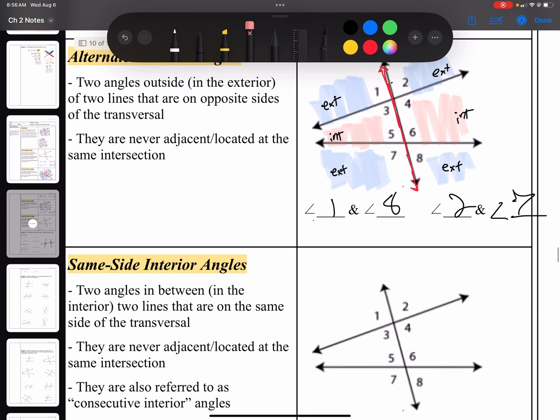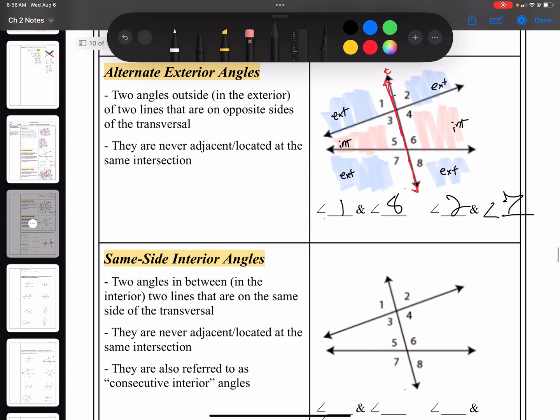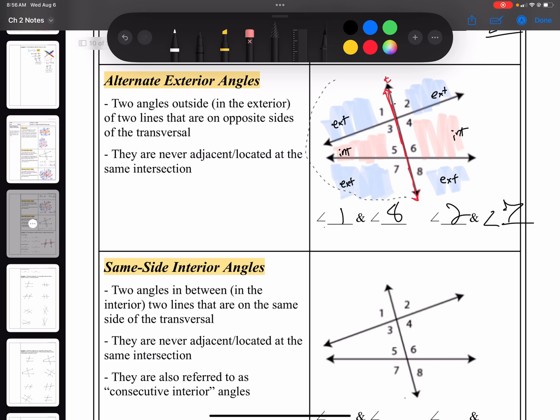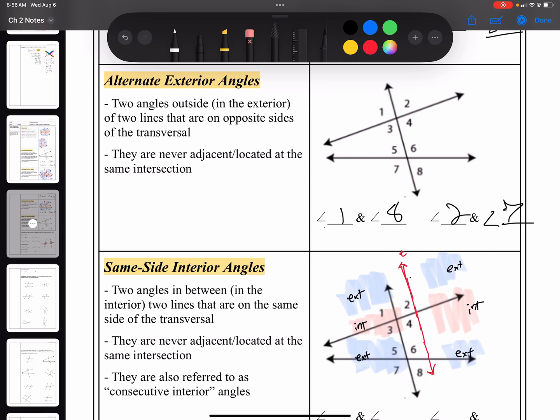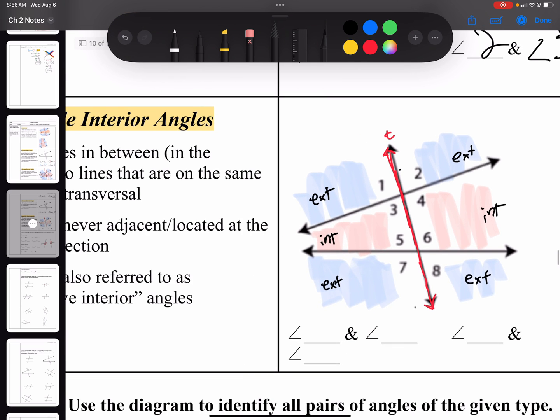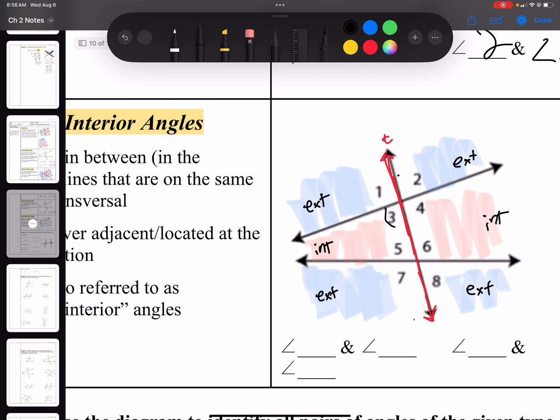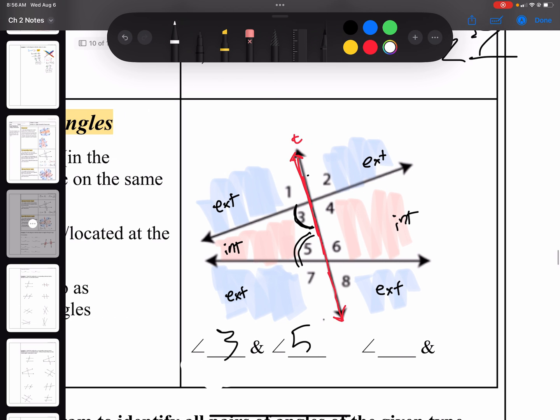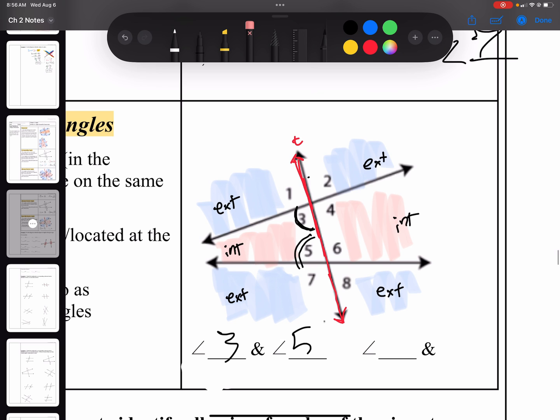The last would be same side interior angles. They're also called consecutive interior angles. Now, they are also located in the interior, and they're on the same side of the transversal. So angle 3 is on the left. What else is on the left in the interior? Angle 5. So angle 3 and angle 5 are same side interior angles. What about on the right-hand side? We have angles 4 and angle 6, which would be the same side interior angles there.